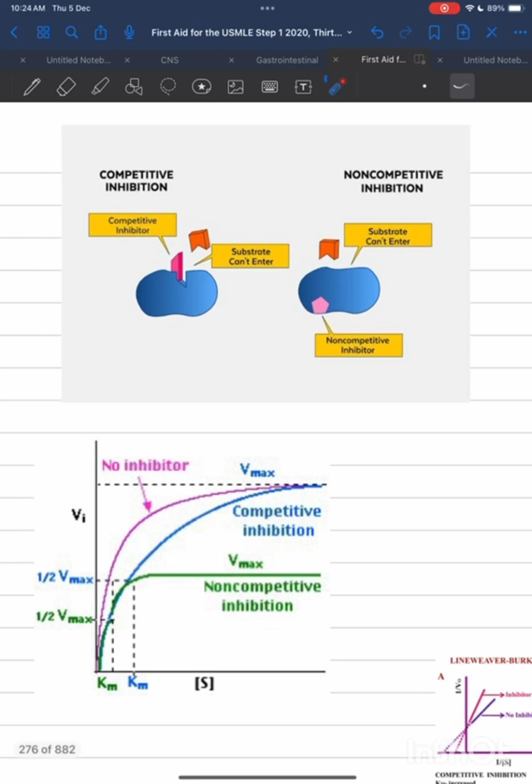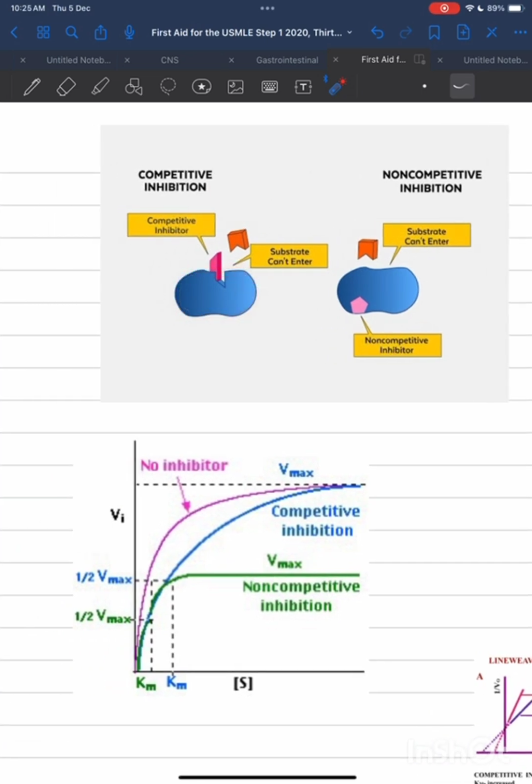See, this blue one is the enzyme, and we all know the enzyme has two sites. One is the enzymatic site and another one is the allosteric site. Substrate always binds to the enzymatic site and results in a reaction. And there are two types of inhibition: competitive inhibition and non-competitive inhibition.